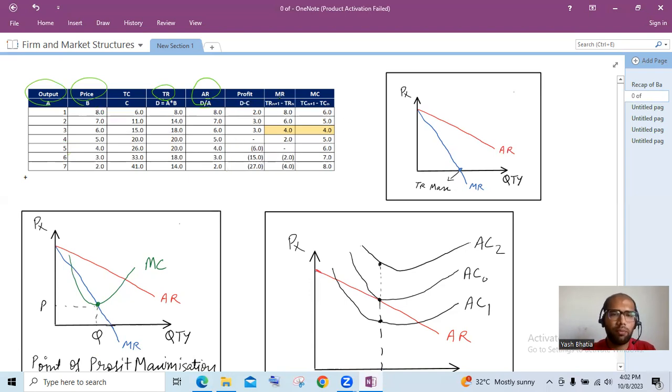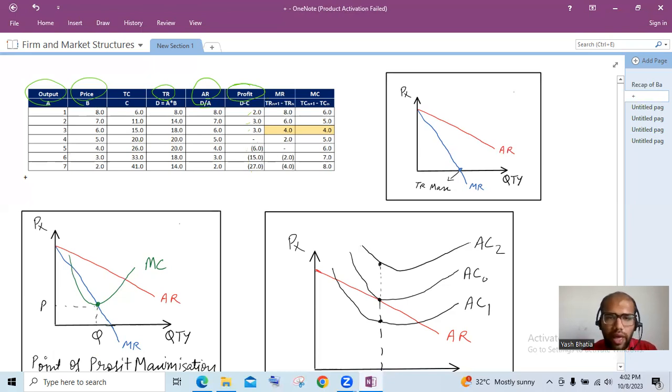Now let's have a look at the profits. To calculate the profit, we simply subtract total cost from total revenue, D minus C. So you subtract it and you will get the profits. Then this point is the break-even point where total revenue is equal to total cost, and then you start to incur losses from 5 units onwards.